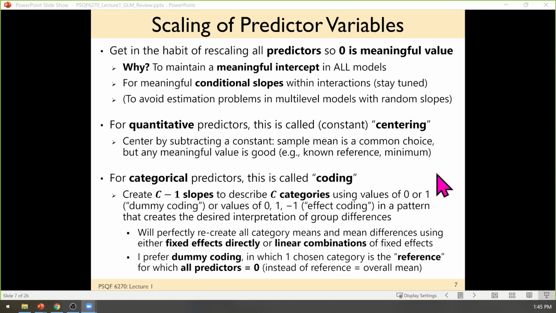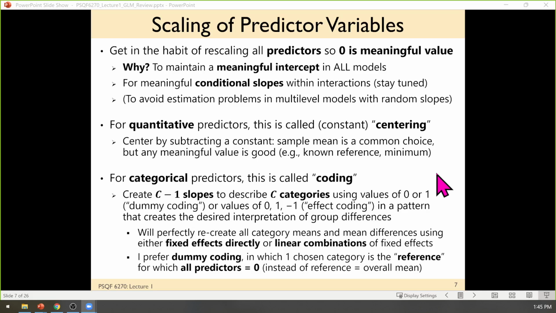Yeah, go ahead. Quick question. Can you give me an example of your strategy to code? Because in the slide you are saying I prefer dummy coding in which one chosen category is the reference instead of reference equals overall mean. Can you give me an example of that? For example, with a variable with 3 categories? I can give you an example of dummy coding schemes on the next slide. Effect coding, I don't have that in here, but I can find an example and show it next time. Okay, thank you. Yeah, no problem.